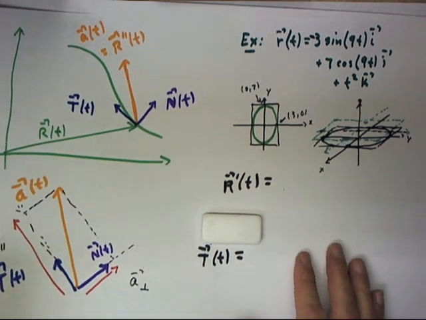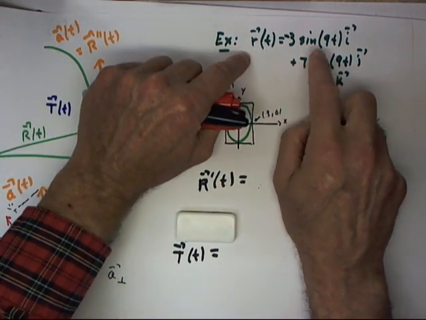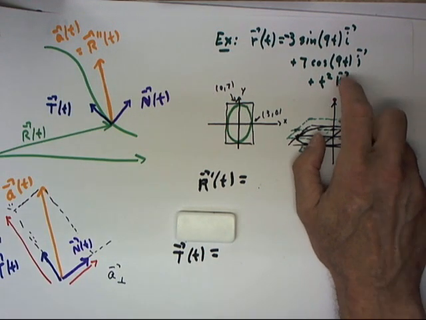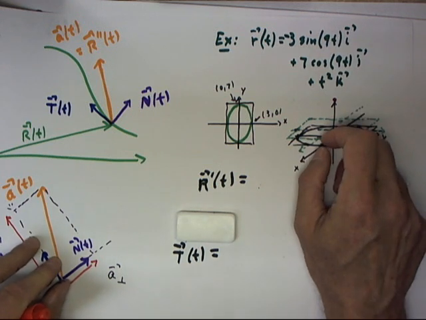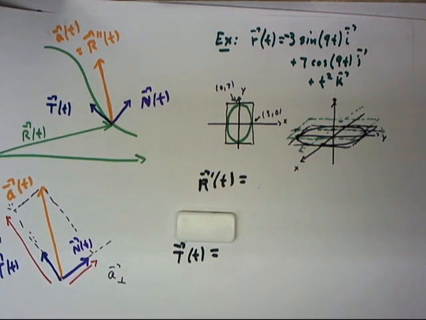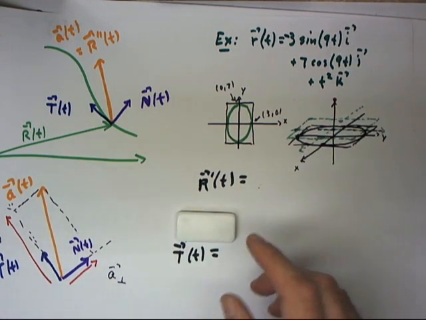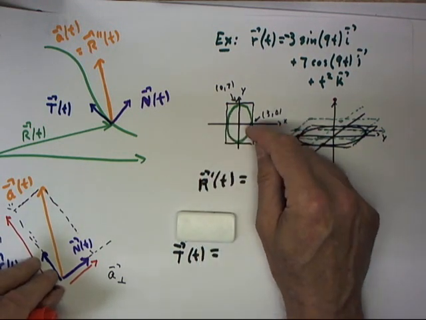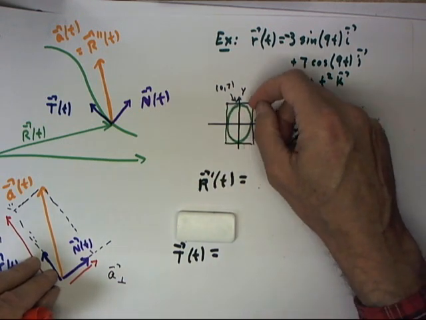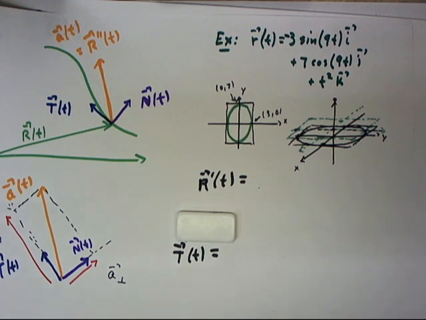And as another example, let's consider now the function r of t equals -3 sine 9t i plus 7 cosine of 9t j. Now this is so far just another ellipse, but we're going to then add a k component. We'll have a t squared k. Now our ellipse in the i and j direction is going to have a semi-minor axis of 3 in the x direction, a semi-major axis of 7 in the y direction, and we sketch the ellipse and should know how to do that by now.